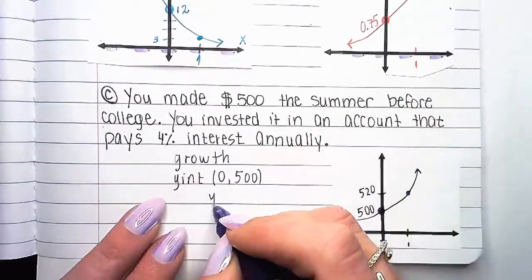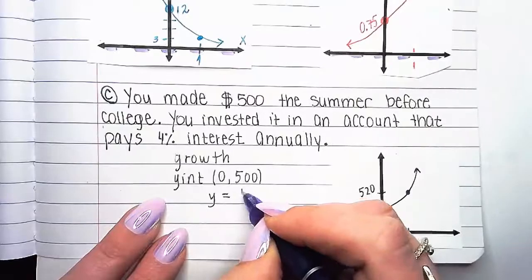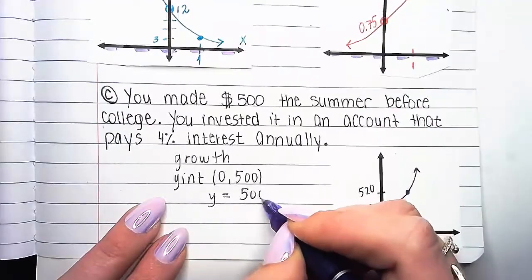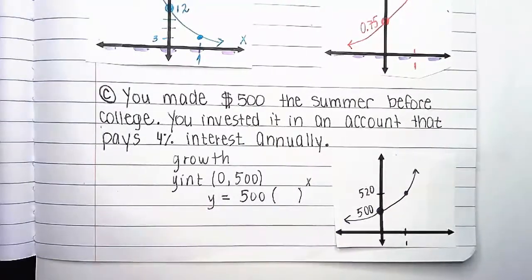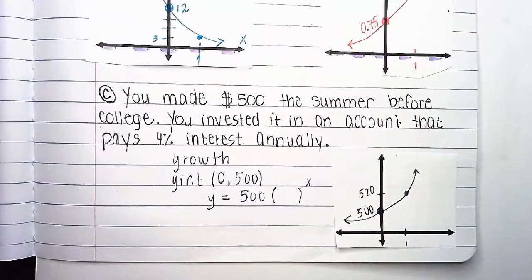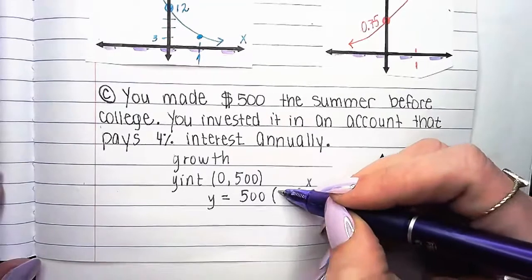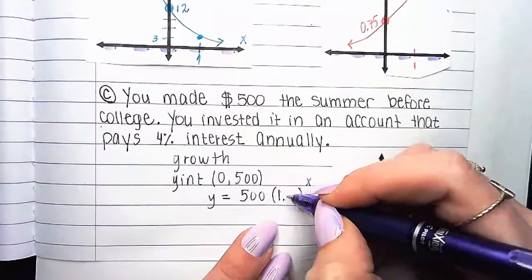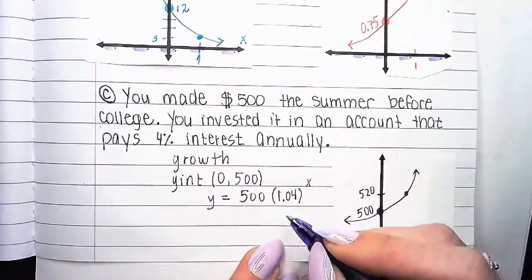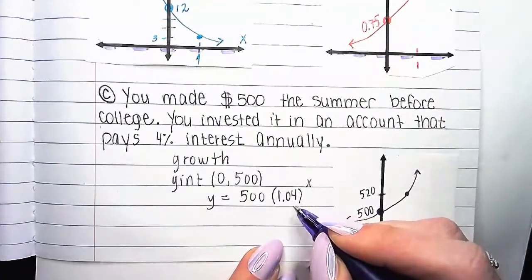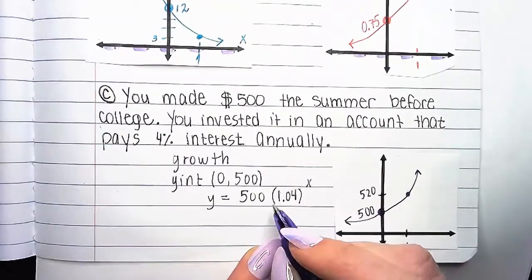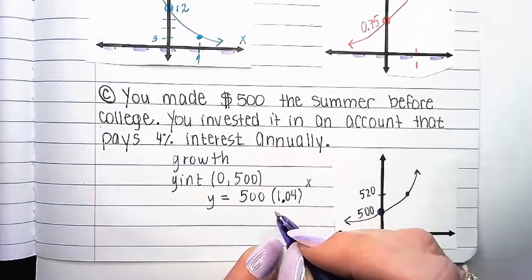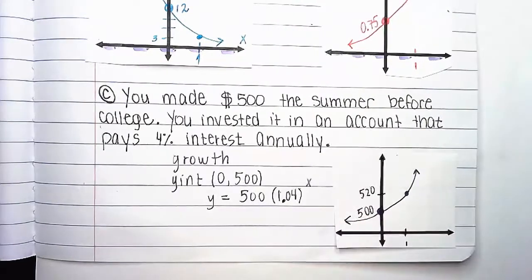I could even write the equation if I wanted to. 500 is my a times something to the x. Do you know what needs to go in the parentheses for this kind of example? You're a big winner if you said 1.04. 0.04 would just be finding 4%, and that would be decay. 4 would quadruple the amount. This here represents 104%. It keeps the original amount and tacks on a 4% increase.